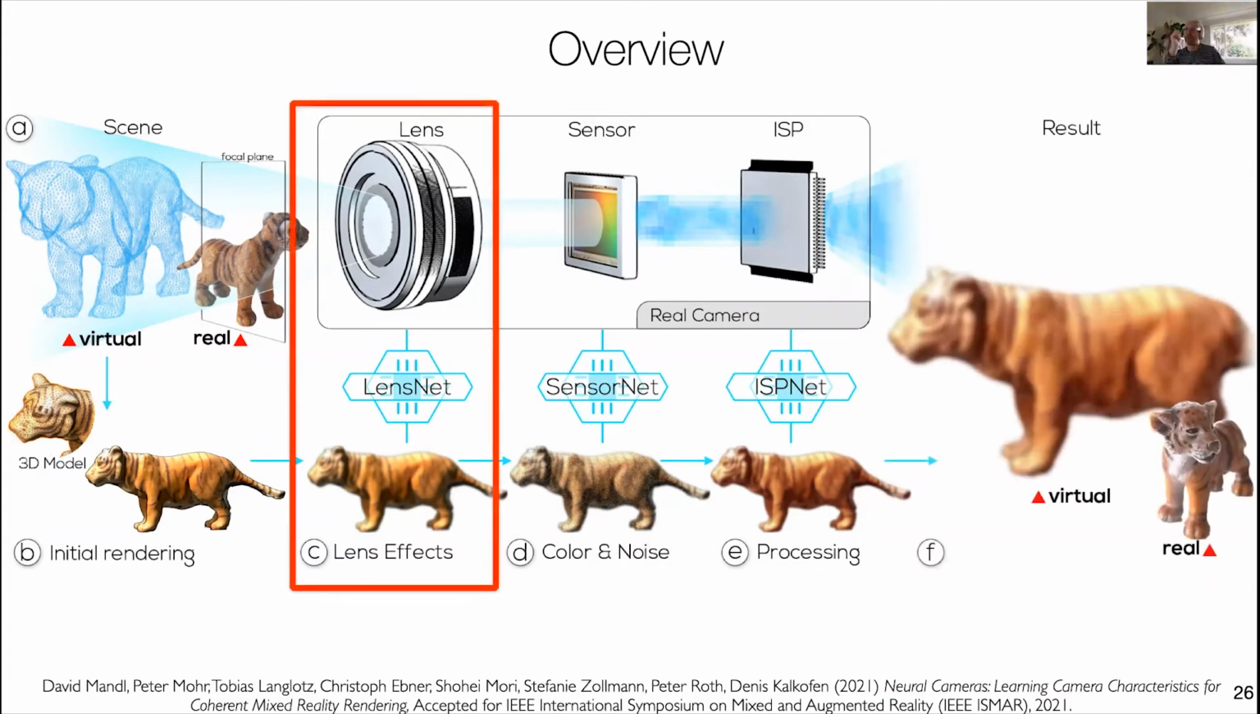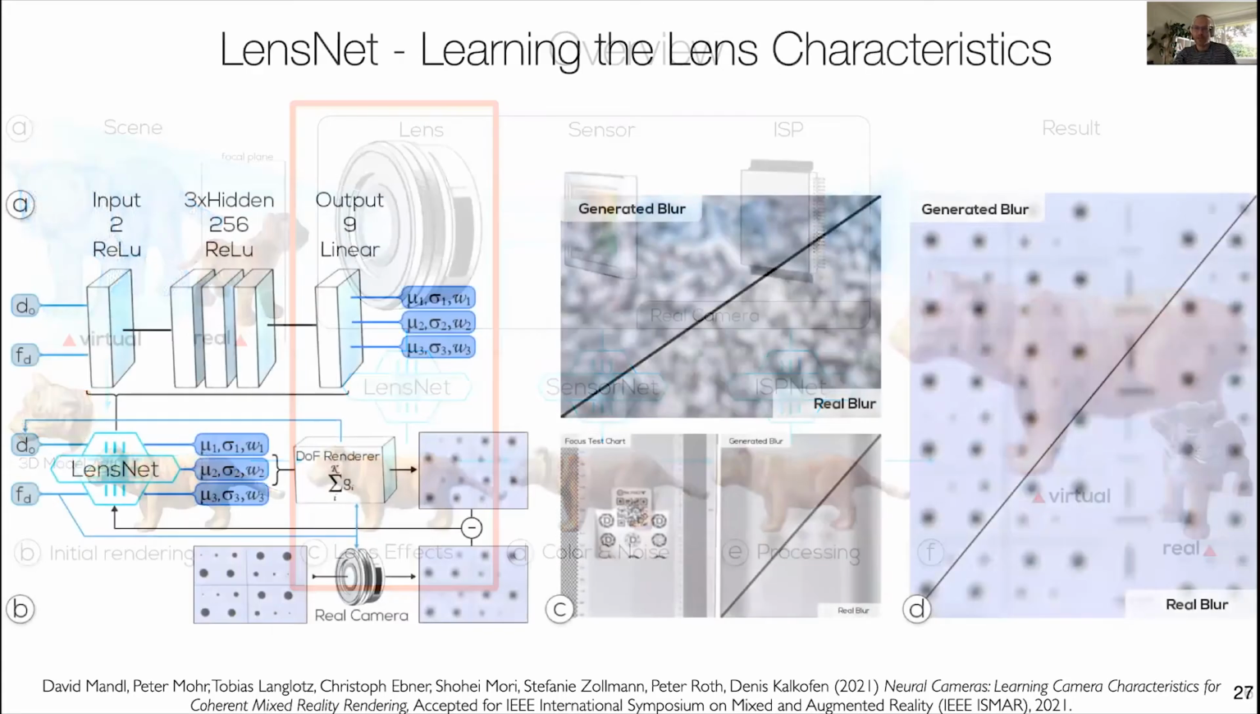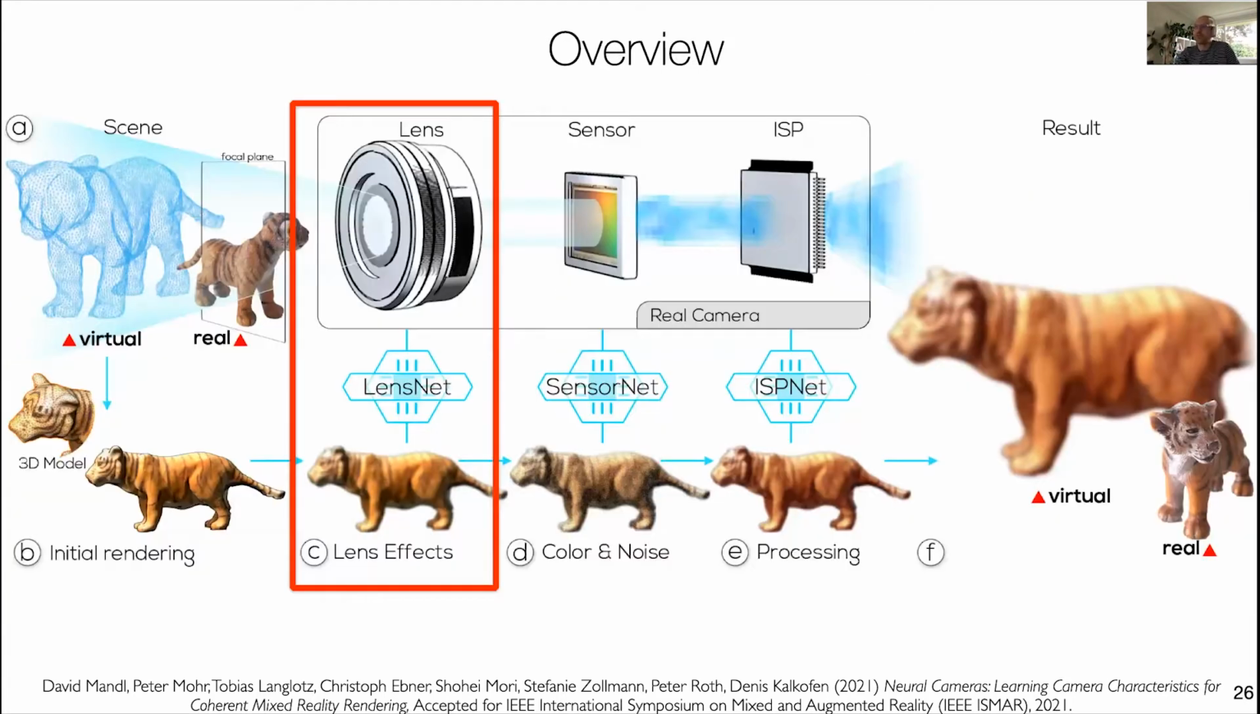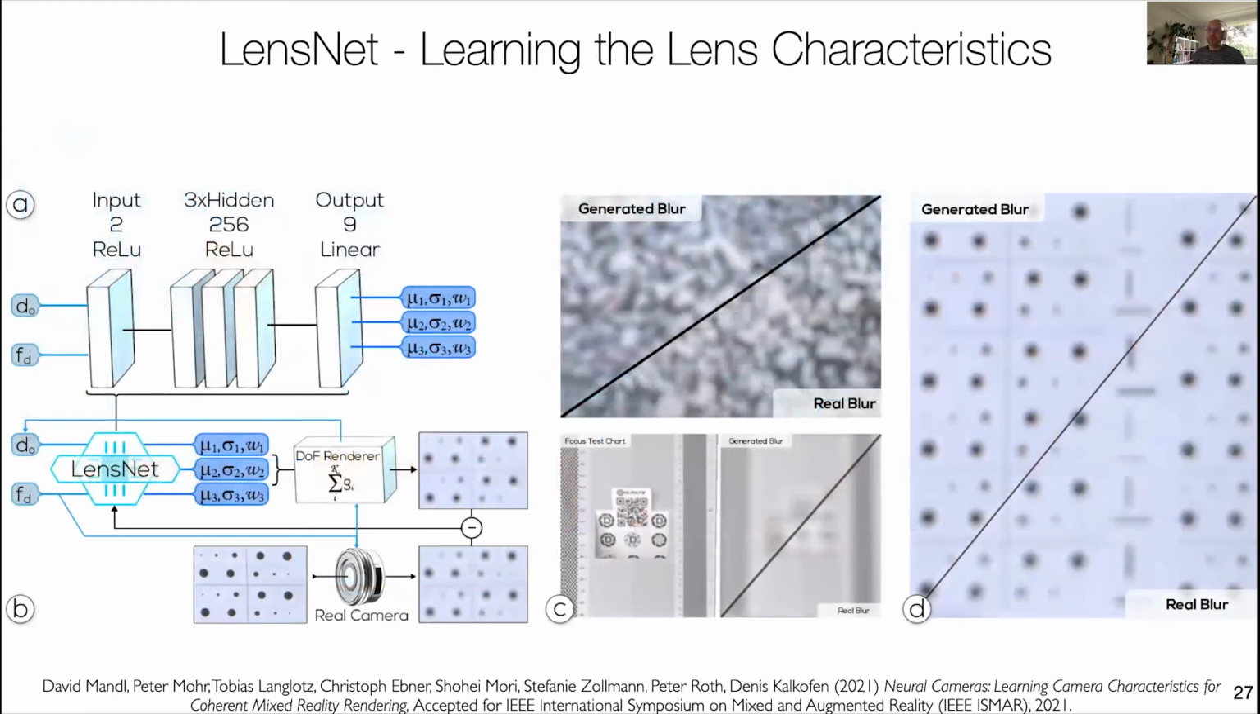So let's talk a bit about that. On a high level, how will this look? So again, that's the expected result. We have an initial rendering. We want to apply these effects, and at the end, our virtual object shares the characteristics of the real camera. So let's look first at the lens effects. So what have we done?